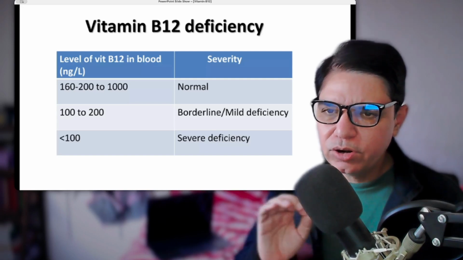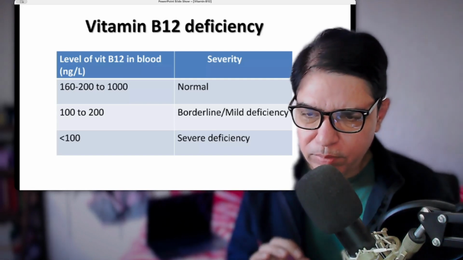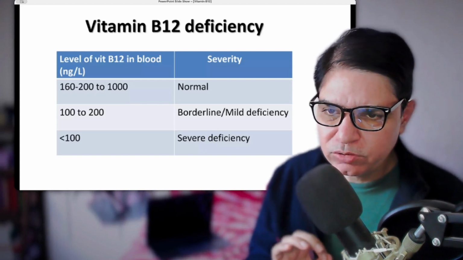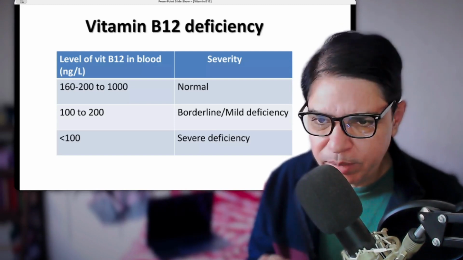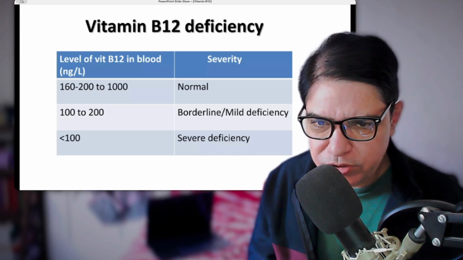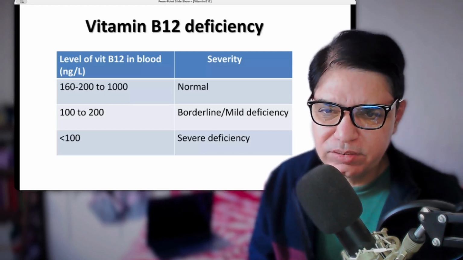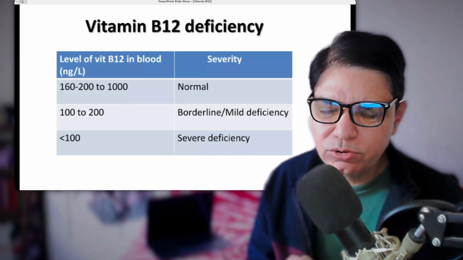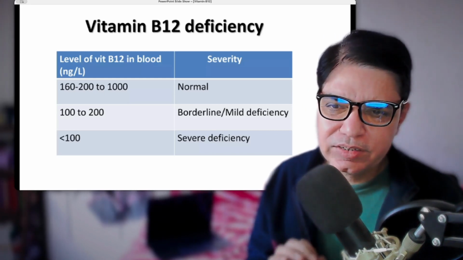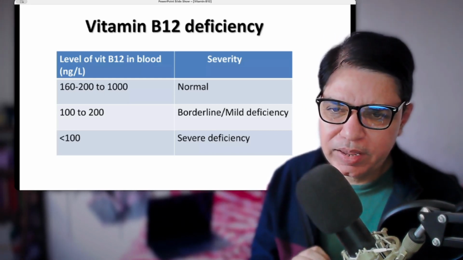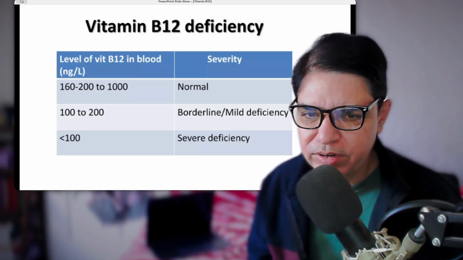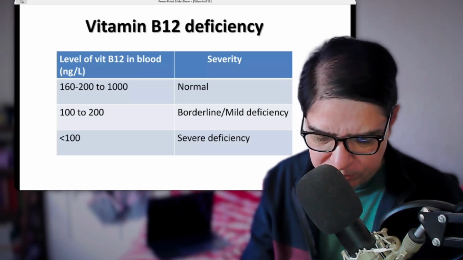In a normal person, if vitamin B12 levels are normal, you do not need to do any MMA or homocysteine level. Somebody who's got some neurological or psychiatric symptoms, and their level turns out to be somewhere between 100 and 200, definitely needs to undergo MMA and homocysteine levels. And obviously, where it is severe deficiency, that becomes a must.